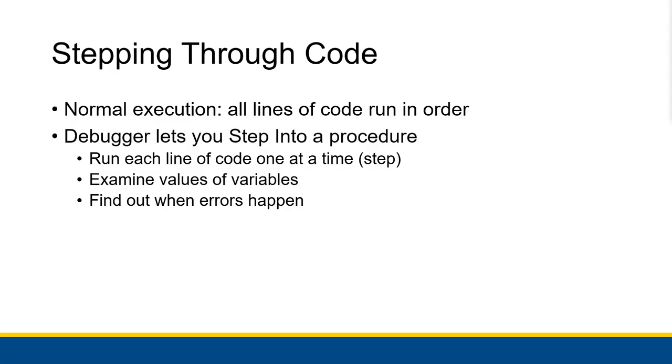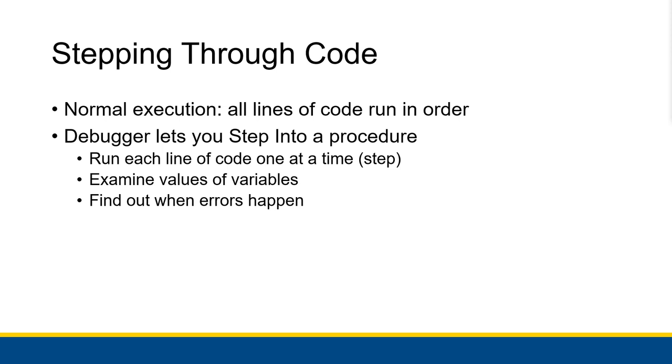Now, one way you can actually try to find a logic error, especially if you don't know where exactly things are going wrong and all you see is that you have an incorrect value in your output, is to try to step through your code. In normal execution, all lines of code run in order one after another and they don't stop. You click the button that calculates the result. Every line in button calculate underscore click is going to run one by one all at a time, and then it will reach the end of the procedure and exit, and that's it. And all you see is the output.